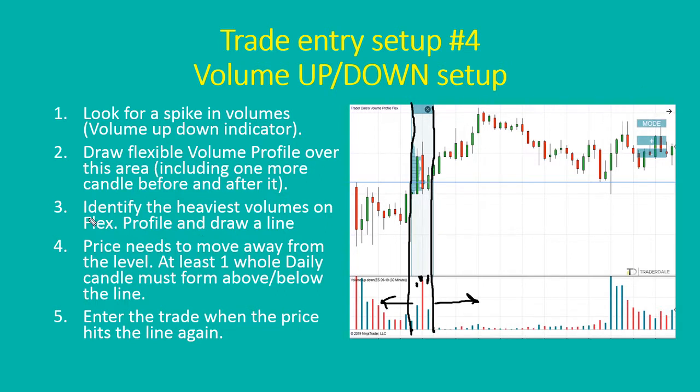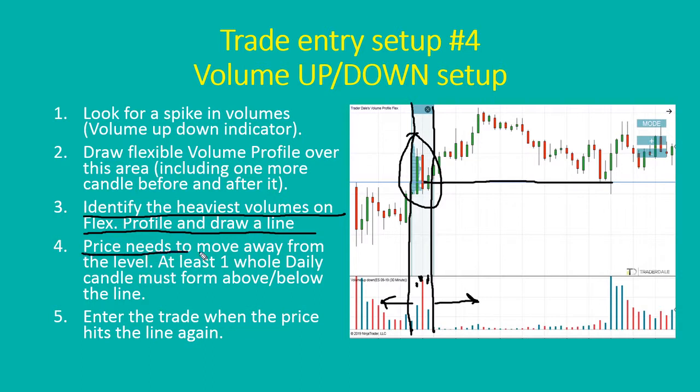Now, in this area, you identify the heaviest volumes on the flexible volume profile and you draw a line. So, as you can see in the profile, the heaviest volumes were right there at this price level. So, you draw a line there.